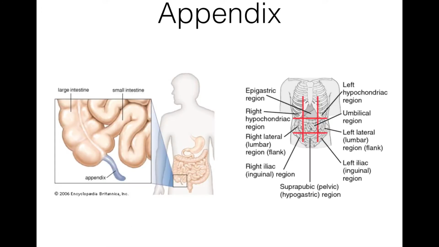The organ near Peyer's patches is the appendix. It is an extension from the bottom end of the large intestine. That region is called the right iliac region. Appendix is also called vermiform appendix, as it resembles the look of a worm.